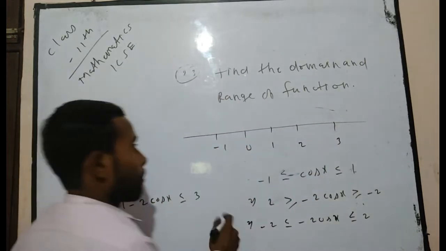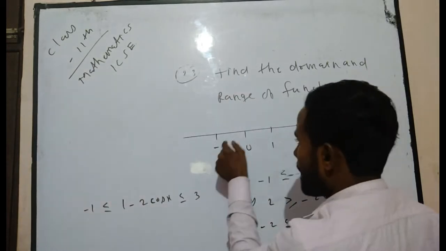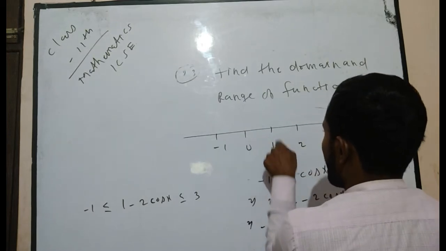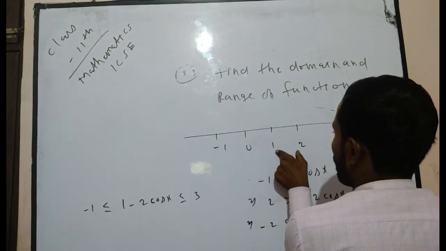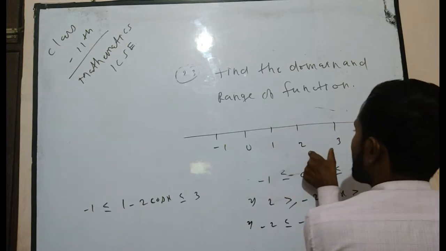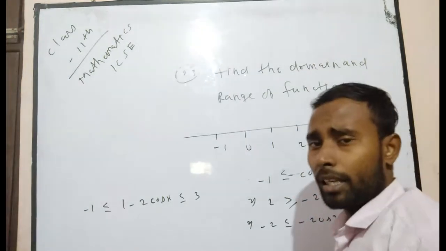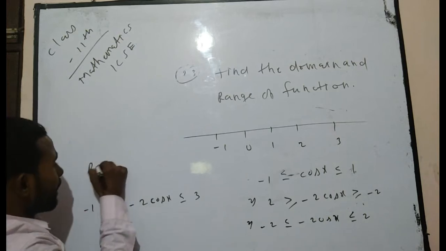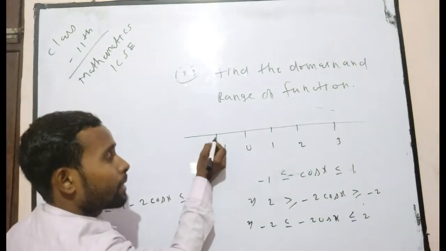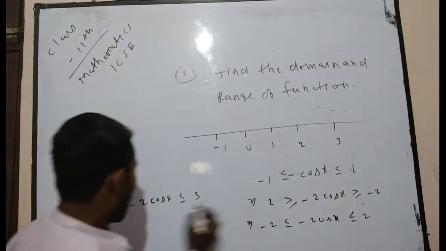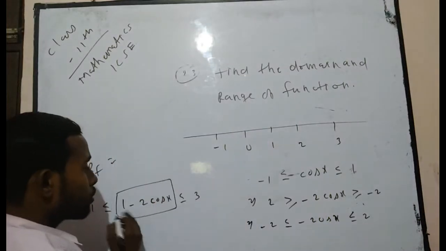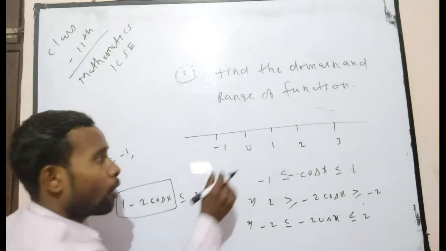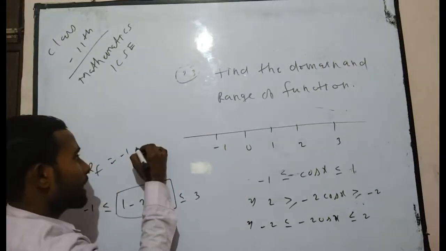As you know, the point may be at -1, may lie between -1 and 0, may be at 0, may lie between 0 and 1, may be at 1, may lie between 1 and 2, may be at 2, may lie between 2 and 3, may lie at 3. That means there are many possibilities, but it becomes very easy to find the range of the function, because if the value of 1 minus 2 cos x is equal to -1, then its greatest integer function will be -1. If the point lies between -1 and 0, definitely it will also be -1.